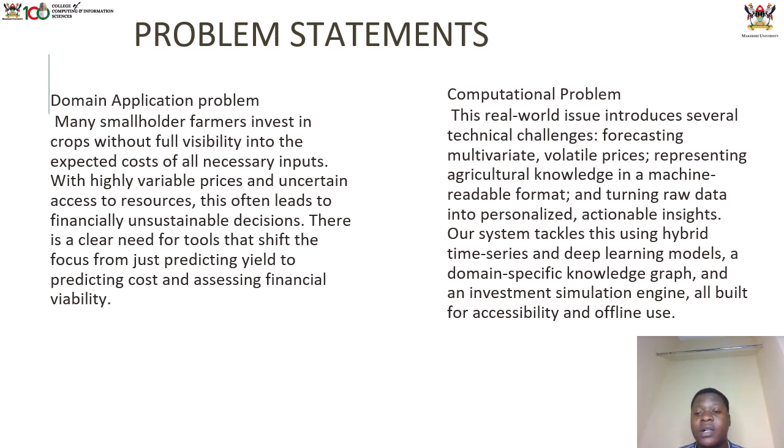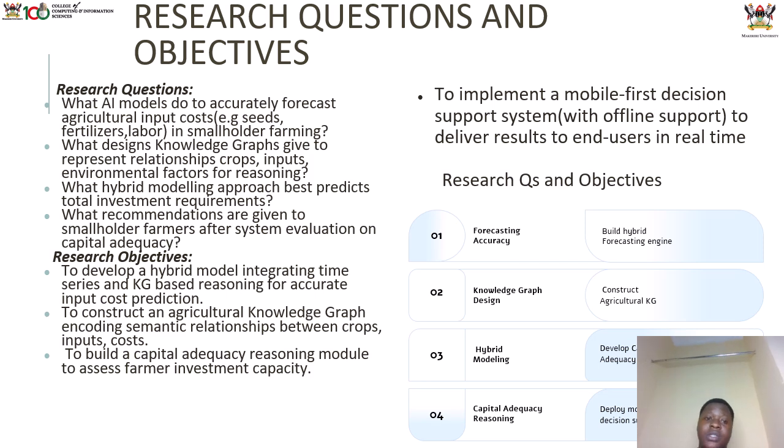In the real world, the AI will forecast multivariate volatile prices, represent agricultural knowledge in a machine readable format, and then turn raw data into personalized actionable insights. So our system tackles this using a hybrid approach, which involves a time series and a deep learning model, and we shall use our knowledge graphs to do this. So we shall now proceed to our research questions and objectives.